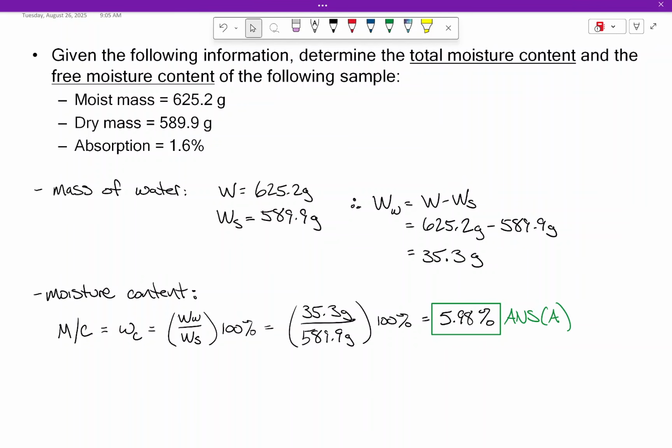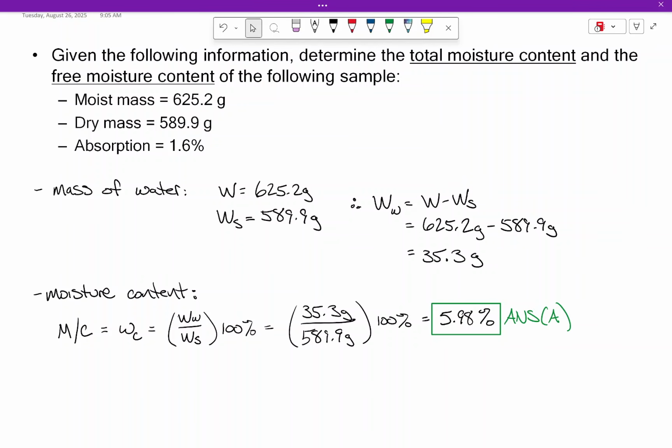So we're determining the total moisture content and the free moisture content, and we haven't used this absorption, okay? So the absorption is 1.6%. So I want you to compare these two and tell me what's going on. Do we have excess moisture in the sample, or do we have voids that can still take on water? Which do we have? Excess. Who says excess? Who says voids? It's excess. Because this right here is if the voids are completely full of water, okay? This is how much we have, so there's more going on.